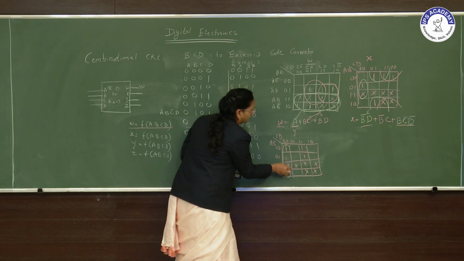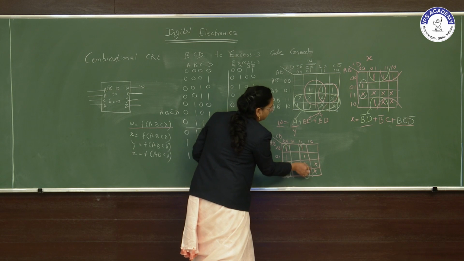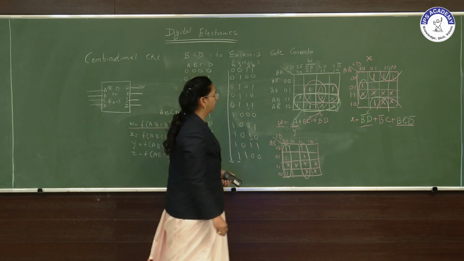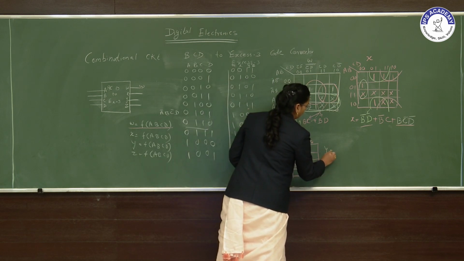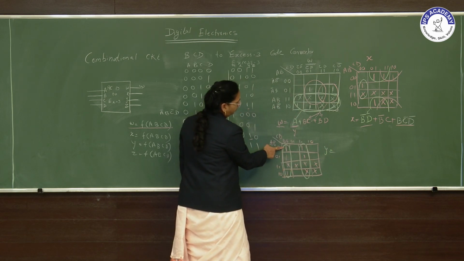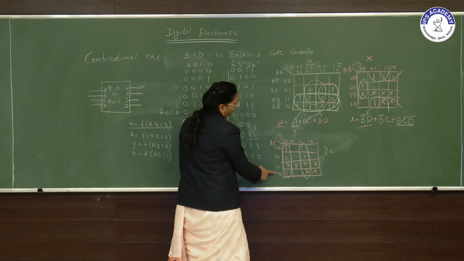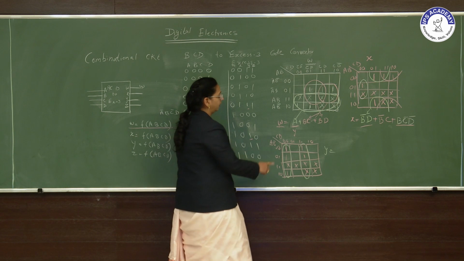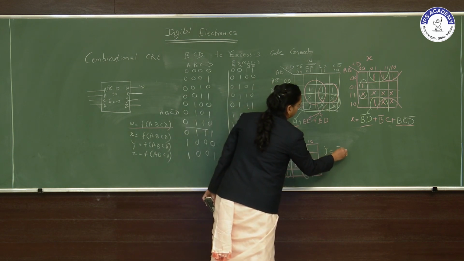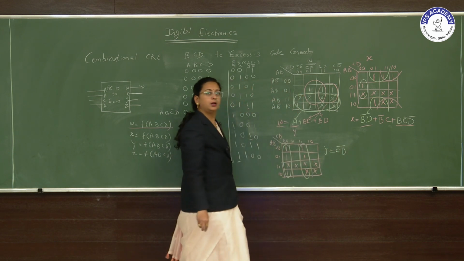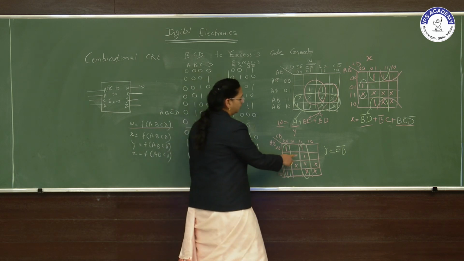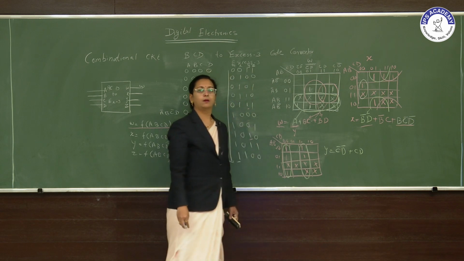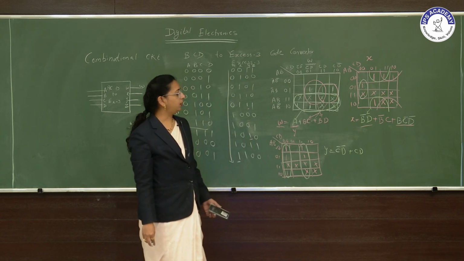One chord is this and another chord will be this. So what will be the expression for Y? Y will be equal to, here for this group AB, the value of AB is changing from 0 to 1 and 1 to 0. So AB will get absorbed and the remaining expression will be C complement D complement. And for this chord, it will be CD. Okay, so this is the expression for Y.